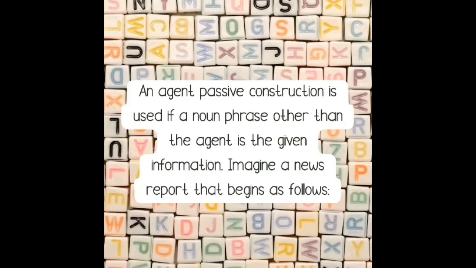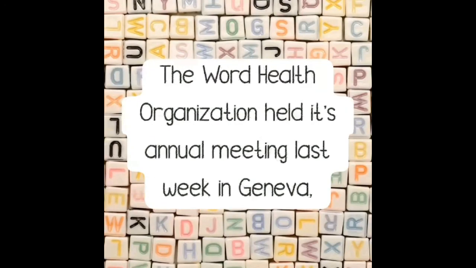An agent-passive construction is used if a noun phrase other than the agent is the given information. Imagine a news report that begins as follows. The World Health Organization held its annual meeting last week in Geneva. This sentence establishes the annual meeting as given information for the rest of the report.